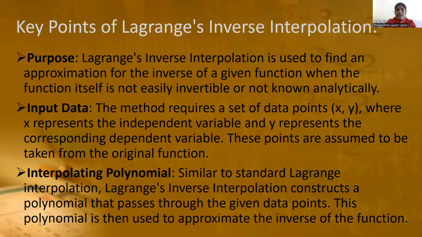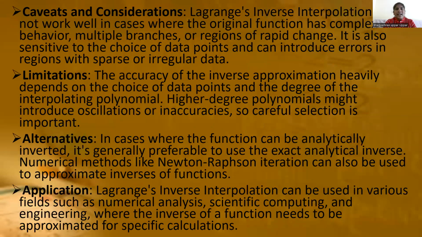Interpolating polynomial. Similar to standard Lagrange interpolation, Lagrange's inverse interpolation constructs a polynomial that passes through the given data points. This polynomial is then used to approximate the inverse of the function. Caveats and considerations. Lagrange's inverse interpolation may not work well in cases where the original function has complex behavior, multiple branches, or regions of rapid change. It is also sensitive to the choice of data points and can introduce errors in regions with sparse or irregular data.